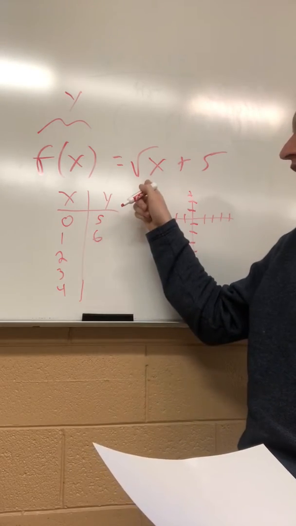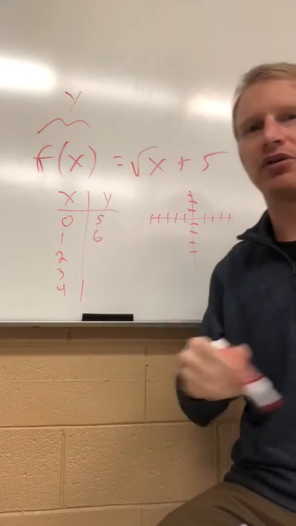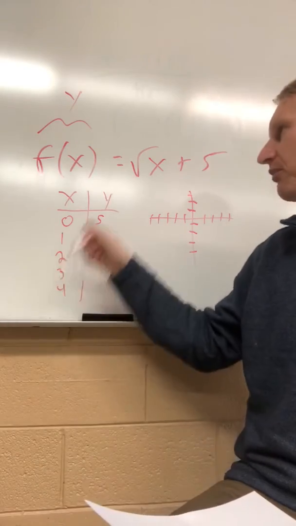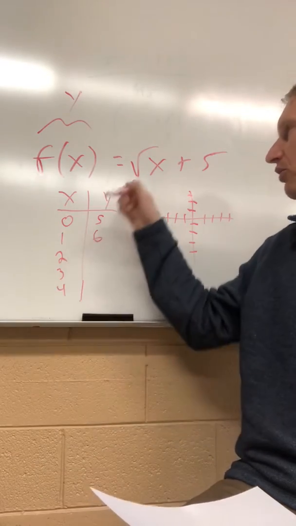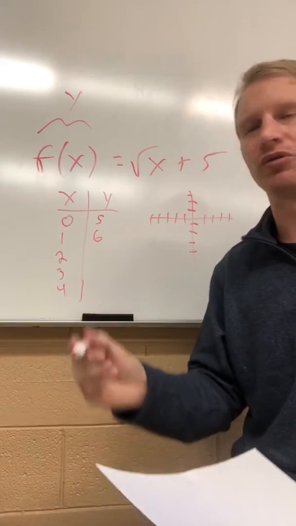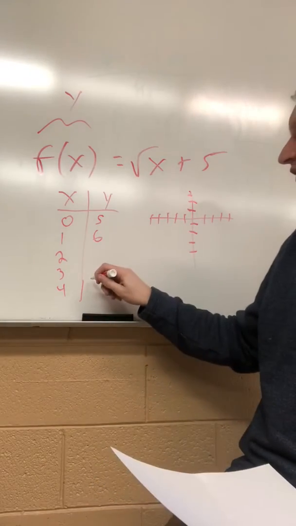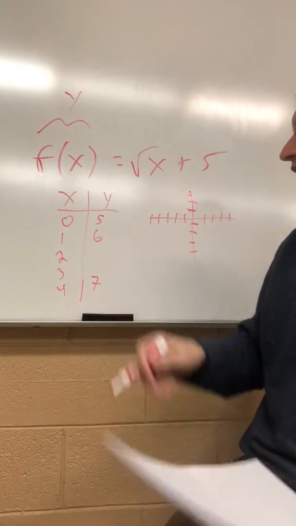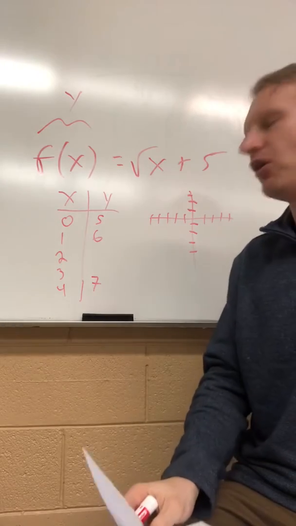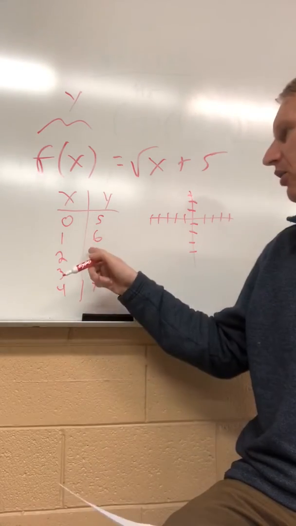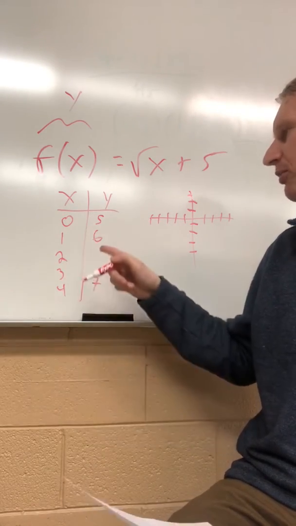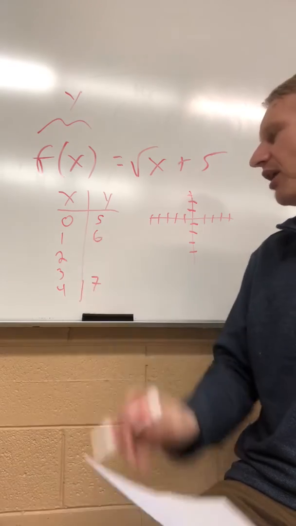Now, if we put 2 in there, not quite sure what that's going to equal. We don't know exactly what the square root of 2 is. Same thing with 3, but we do know that the square root of 4 is 2. And then 2 plus 5 is 7. Okay? Now, I don't have a calculator with me, but I know that these two answers are going to have to be somewhere between 6 and 7.